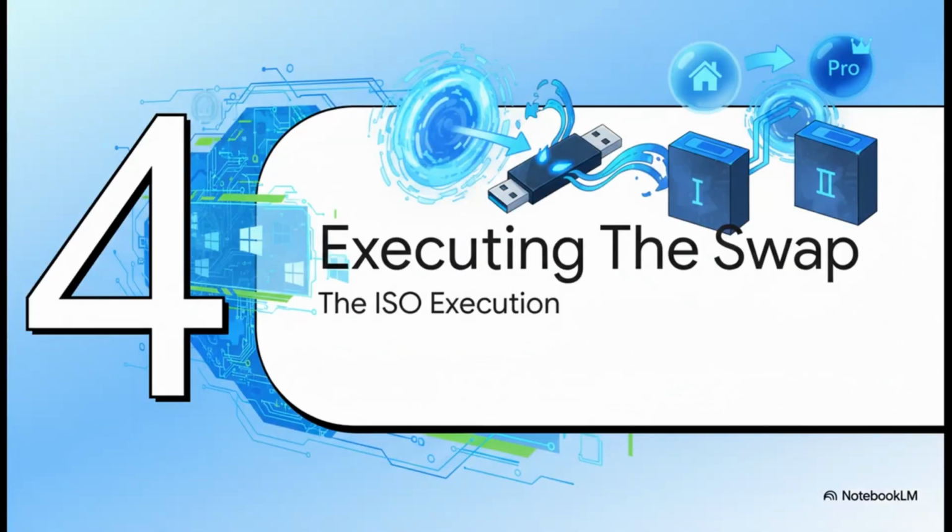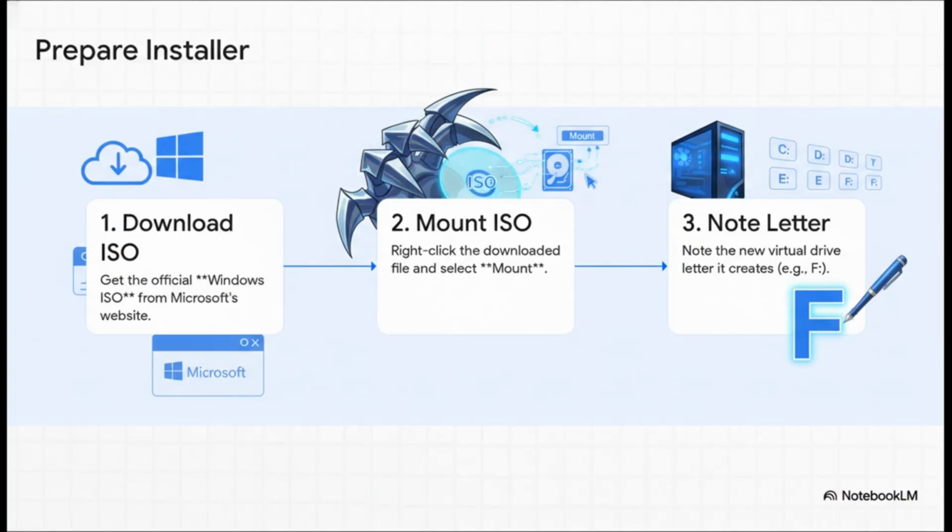Okay, with the registry all prepped, we are now ready to do the actual version swap. We're going to use the official Windows installation files for this, but we're going to use them in a very specific way. First thing you need to do is download the official Windows ISO file directly from Microsoft's website. An ISO is basically just a digital copy of an installation DVD. Once it's downloaded, don't run it. Instead, right-click on that file and choose Mount. This will create a new virtual drive right there on your PC. Just make a mental note of what drive letter it gets.